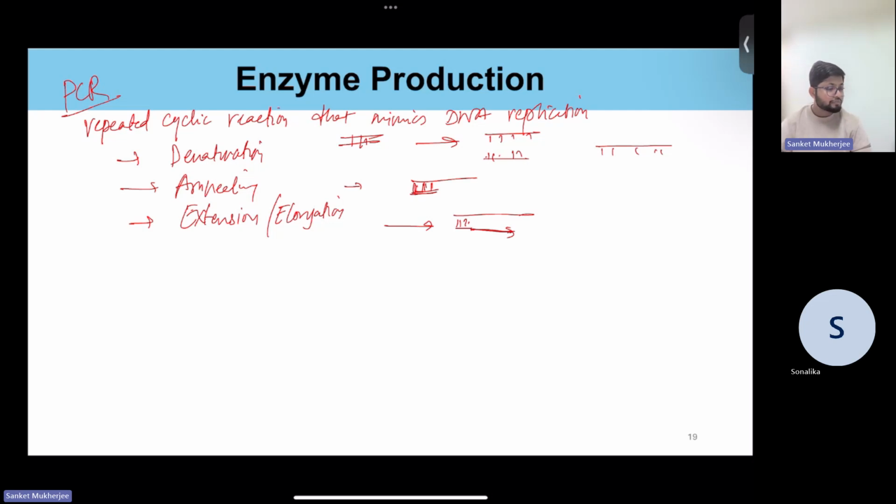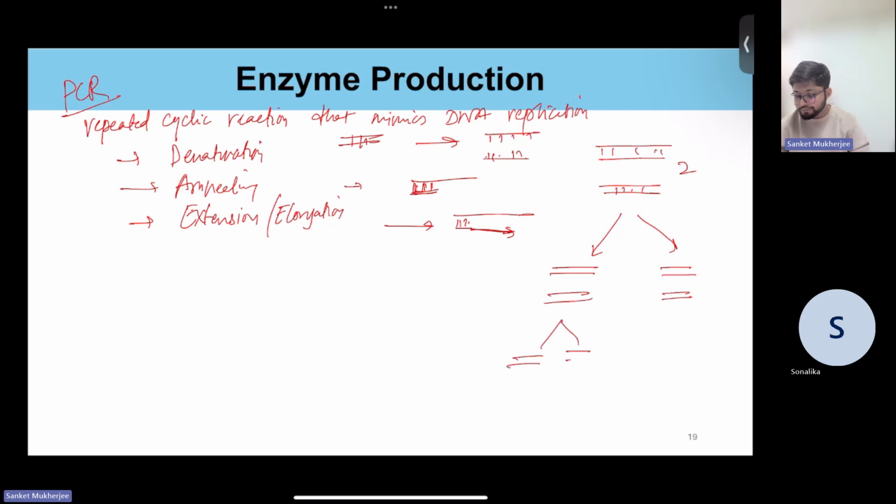In a PCR, let's say you start with 2 copies of a gene. After one PCR cycle, there would be 4 copies, so it will produce new copies. After 2 PCR cycles, from 4 it will become 8. No, sorry, it will become 16.